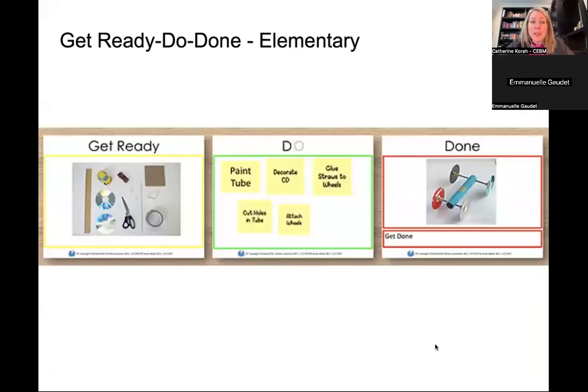At the elementary level, it could be, for example, if you're doing a task to create a little car, we write down the steps of what they need to do to be able to make the car, and what are the materials that they need to get ready to do and have the product done.